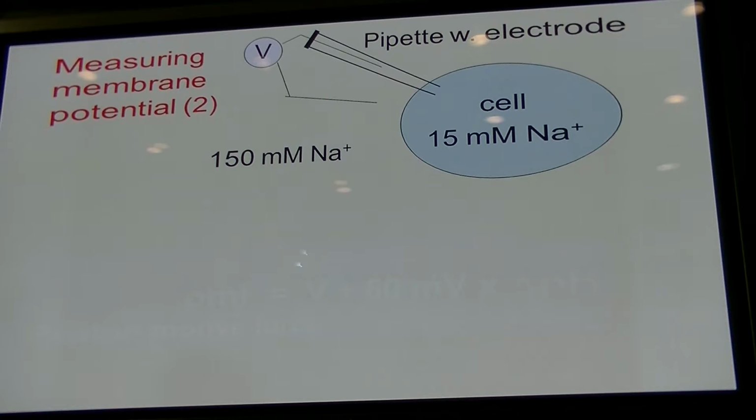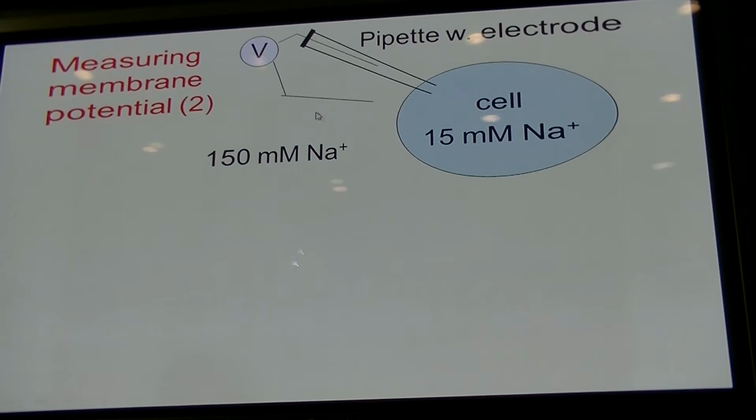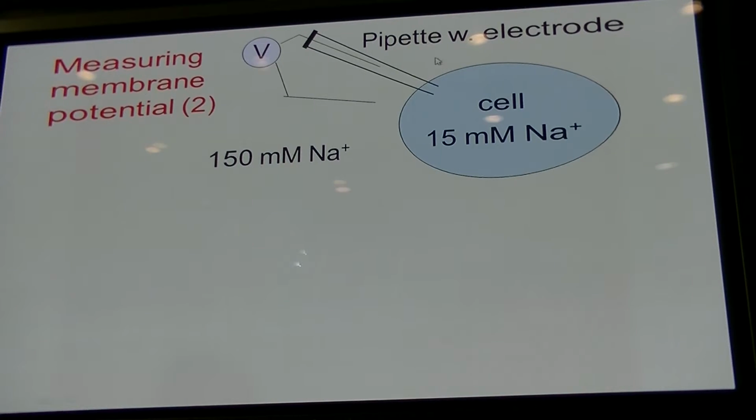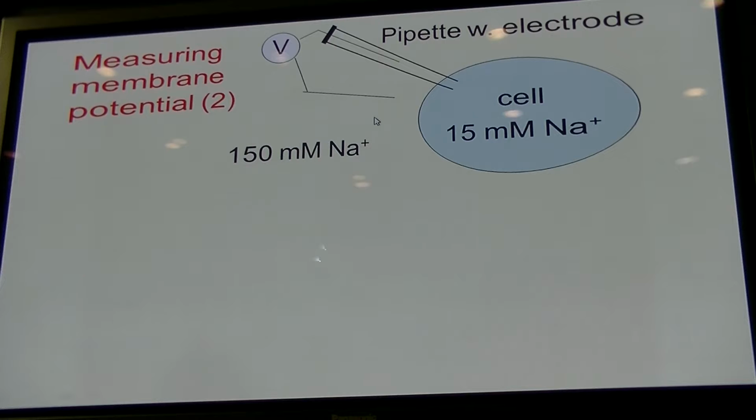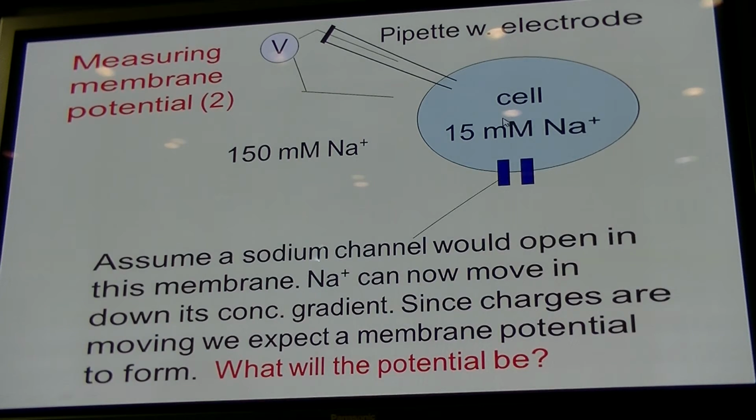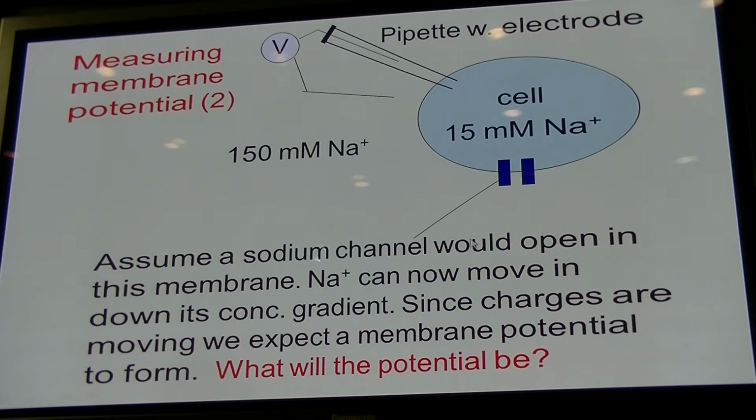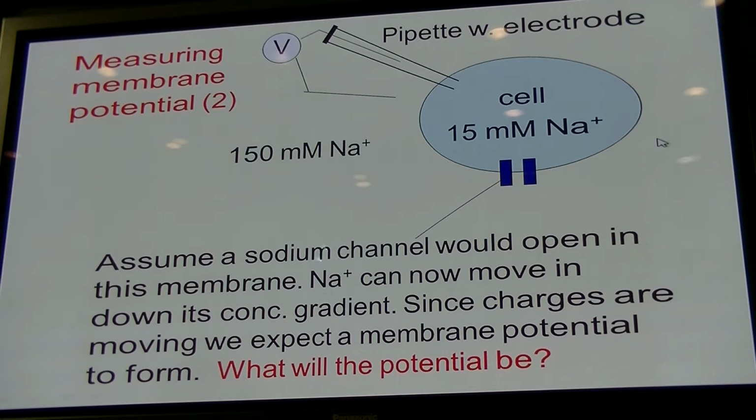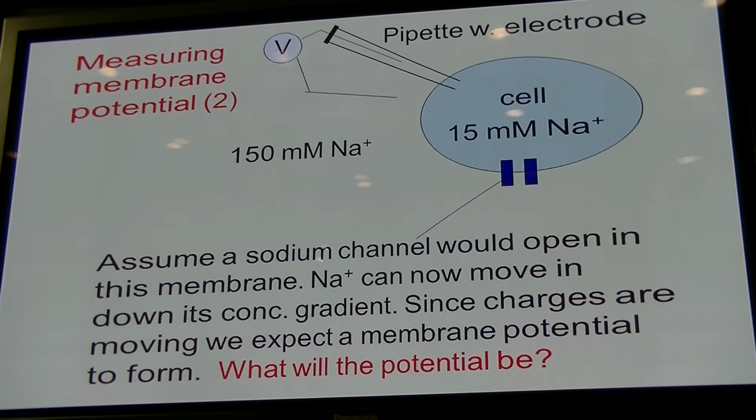Okay. So we've seen this system. You can imagine we have a cell, and we stick in a pipette, and in the pipette is an electrode. We have a reference electrode outside, so we can now measure the membrane potential over this cell. So now, if we have these sodium concentrations, and we're assuming that we're opening a channel so sodium can move down its concentration gradient, we can try to figure out what the membrane potential would be in that case.